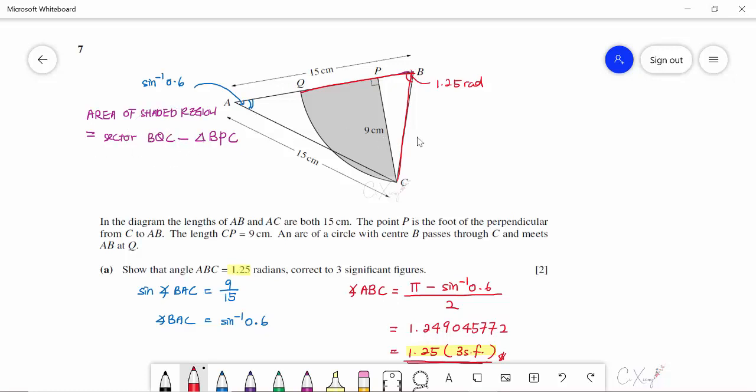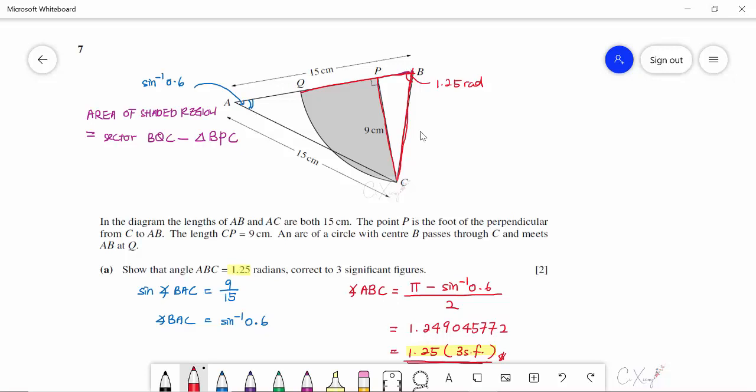We have many ways to find the value for BC. It depends on what method you want to use. If you want to find BC, you can use the cosine rule. Having this angle and the lengths is enough for you to find BC. That's one method. Another method is I will refer to this particular triangle.